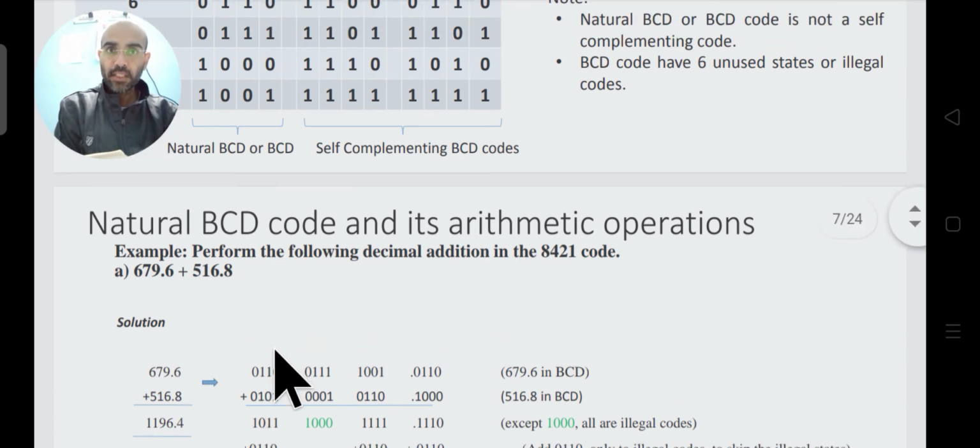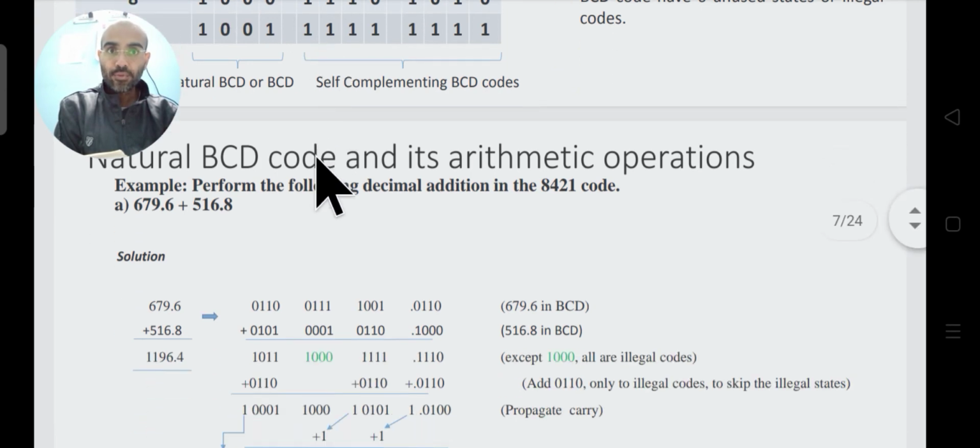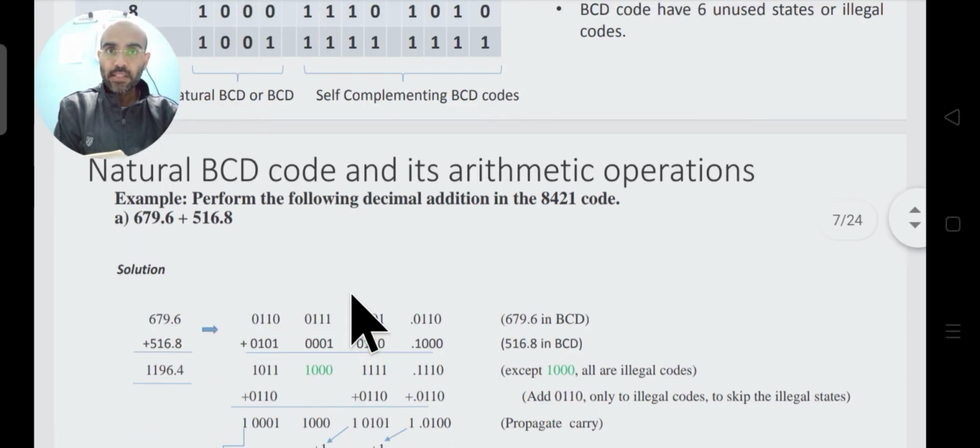7 is 0111, so we have written 0111. Similarly, 9 is 1001. Now 6 again is 0110 after the decimal point, so after the point I have written 0110. Similarly for this number, 5 is 0101. Then 1 is 0001, which you can check from the previous table. 6 is again 0110 and 8 is 1000.